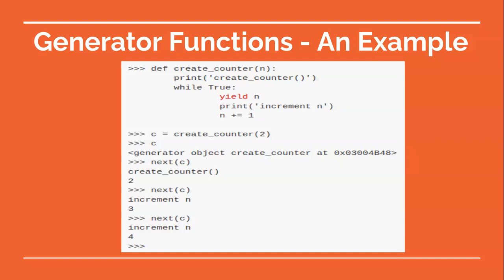The next line of code waiting to be executed calls print, which prints increment n. After that, the statement n plus equals 1. Then it loops through the while loop again, and the first thing it hits is the statement yield n, which saves the state of everything and returns the current value of n. The second time we call next, we do all the same things again, but this time n is now 4. Since createCounter sets up an infinite loop, we could theoretically do this forever, and it would just keep incrementing n and spitting out values.